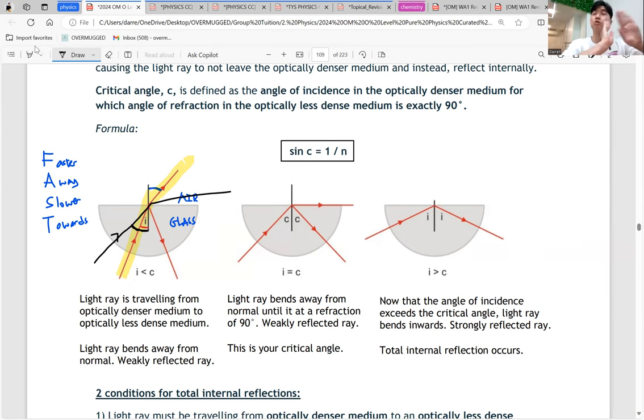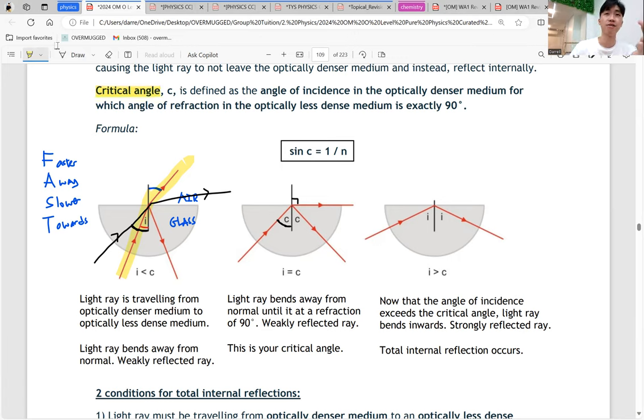So I'm sort of pushing it to the limit, right? Because we know it bends away, but if I keep increasing my angle in the glass, the angle in air is only going to get bigger. And what happens if I keep pushing the light ray's angle in the glass to keep increasing? It will eventually reach a point, right, where my refracted ray is 90 degrees to the surface. So this is the limit already. If I continue pushing this by just a bit more, what's going to happen? Total internal reflection will take place. So in short, we call this angle the critical angle.